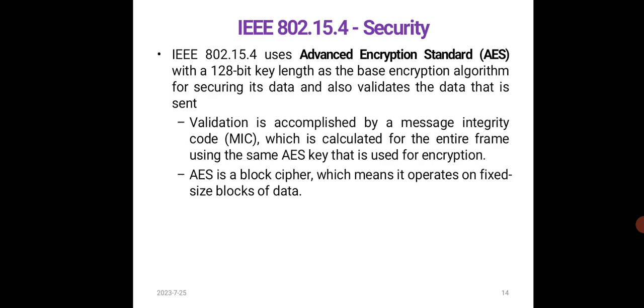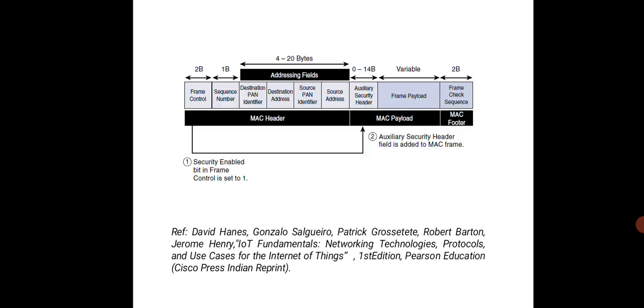Coming to the security aspect, this particular technology uses the Advanced Encryption Standard, AES, with a 128-bit key length as a base encryption algorithm, which secures the data as well as validates the data that is sent. Validation is accomplished by a message integrity code, that is MIC, which is calculated from the entire frame using the same AES key that is used for encryption. AES is a block cipher method, which means it operates on fixed-size blocks of data.